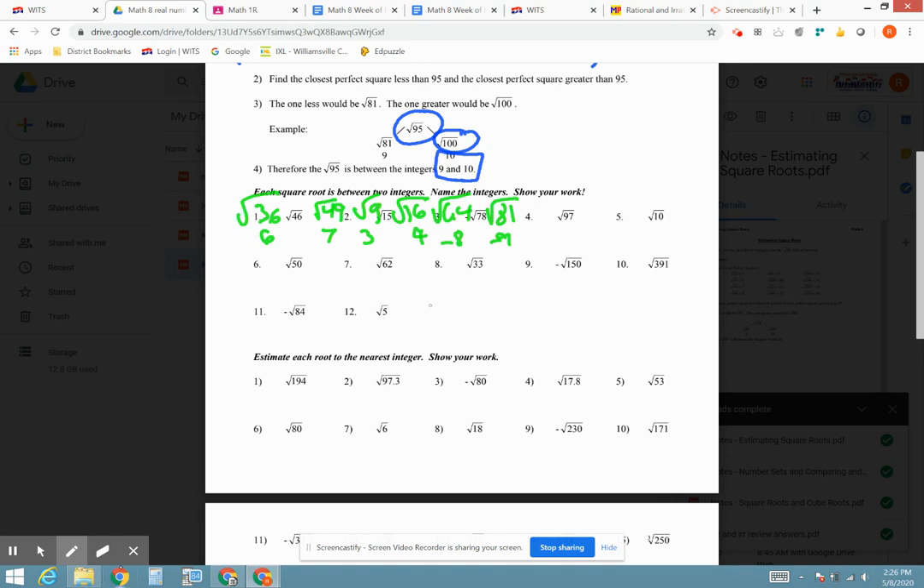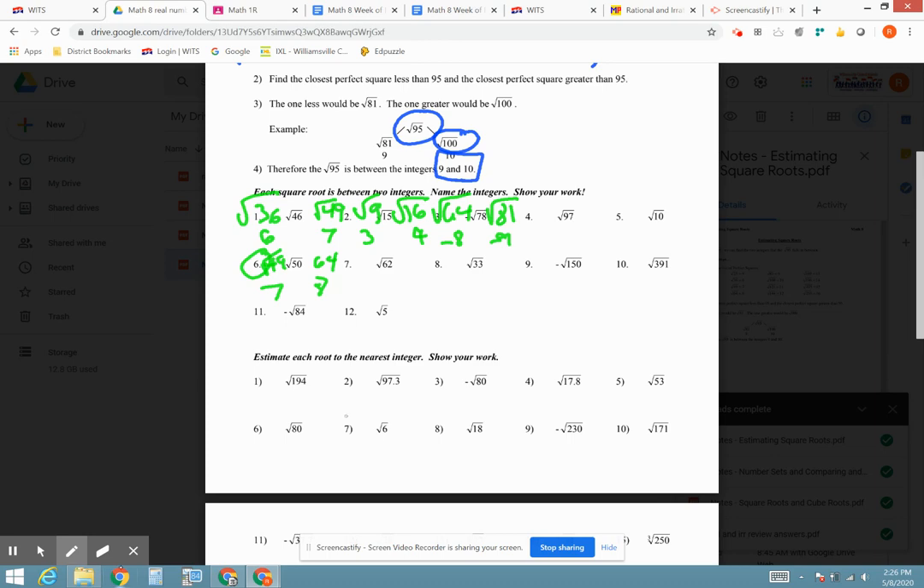So let's have you guys try number 6. Between what two integers does the square root of 50 fall? Well, hopefully you knew that it's between 7 and 8, because it's between the square root of 49 and the square root of 64.